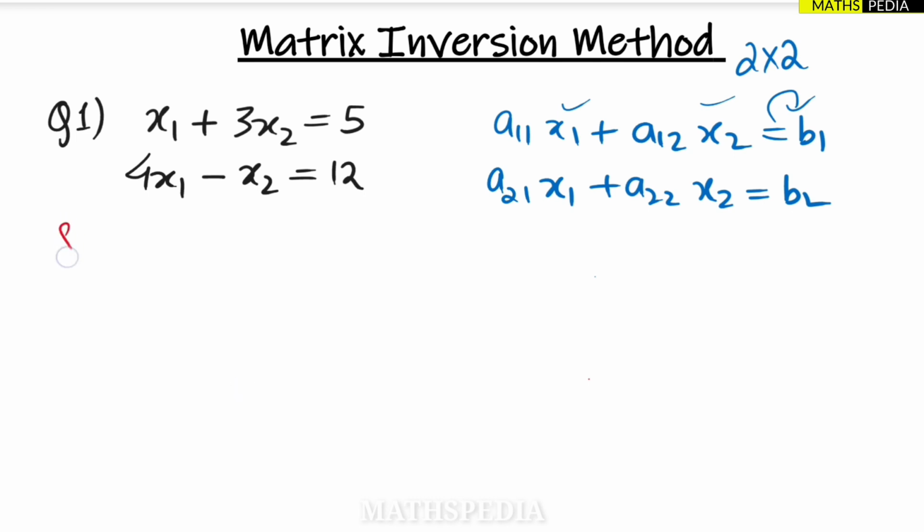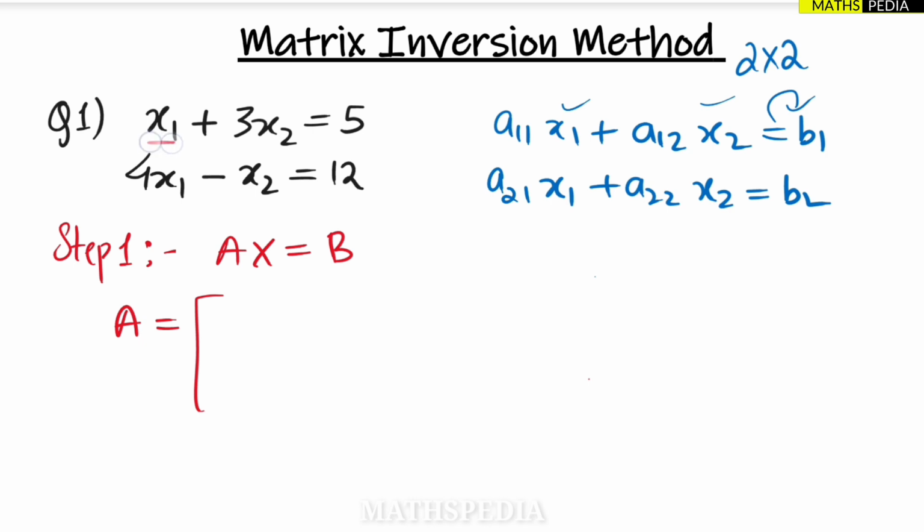Going for step 1. After getting to know that the two equations are arranged in the standard form, we have to form the Ax equal to B matrix. For that purpose, we first have to find the A matrix, B matrix, and X matrix. So three matrices you have to form. The A matrix basically will be: a11, a12, a21, a22, that means the coefficients of x1 and x2 in both the equations.